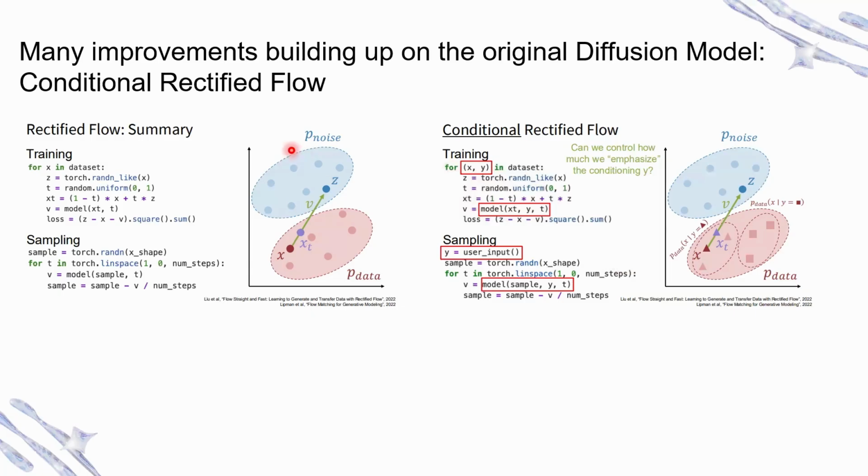In the implementation, they just added the Y here as a condition during each of the steps. These are really simple improvements, but they lead to more freedom during usage.